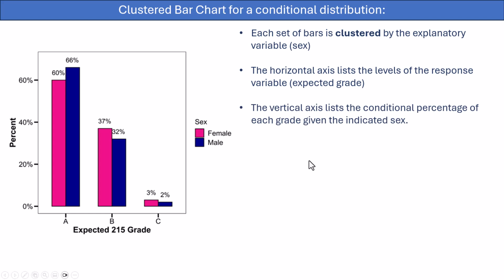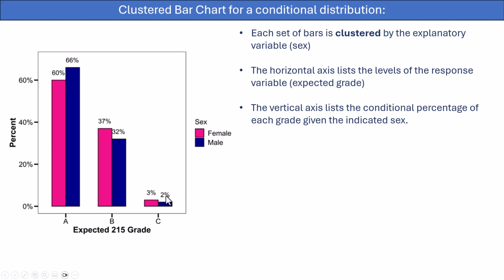The vertical axis on the clustered bar chart is going to list the conditional percentage of each grade given the indicated sex. For example, out of the females, 60% expected to get an A. Out of the males, 66% expected to get an A. This is why we relate this to a conditional distribution. Each of these percentages is conditional upon the sex of either male or female.